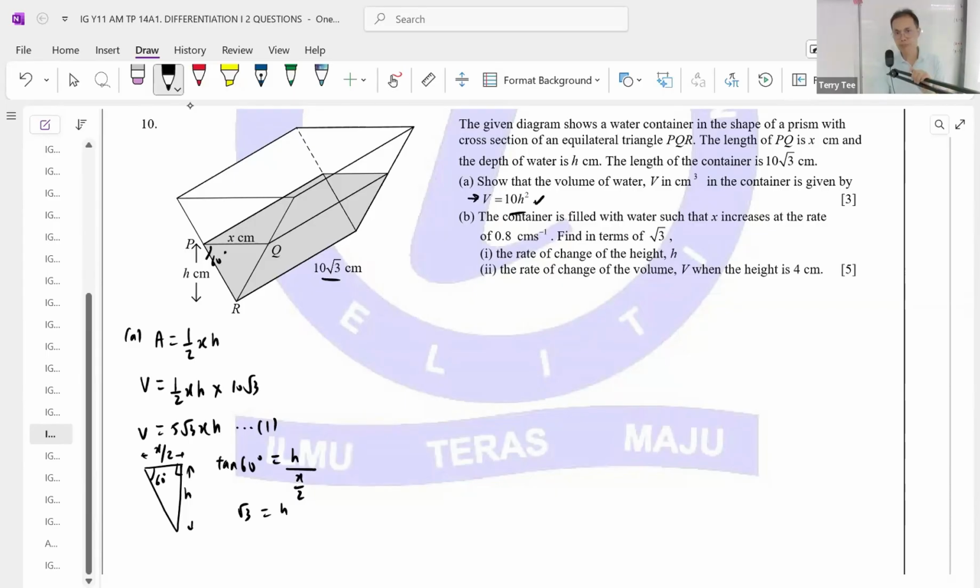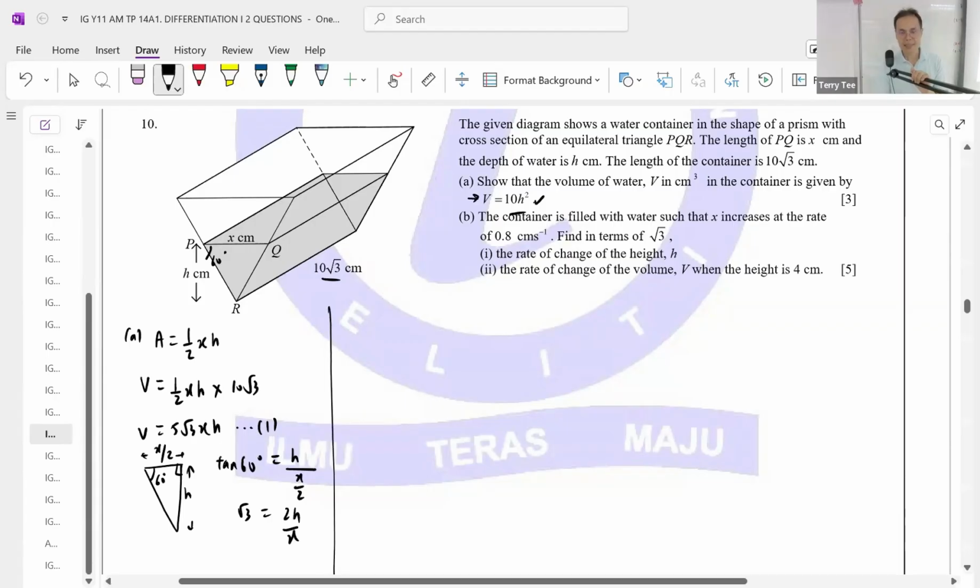h. Can we flip it up? We flip it up, this becomes 2h. Guys, this is what? 2h. 2 goes up over x. We need to make x the subject. Your x is 2h over square root 3.